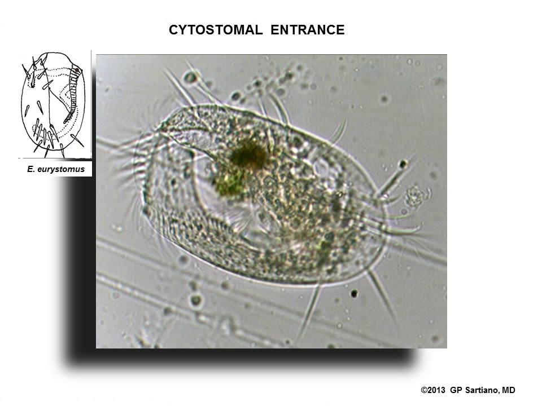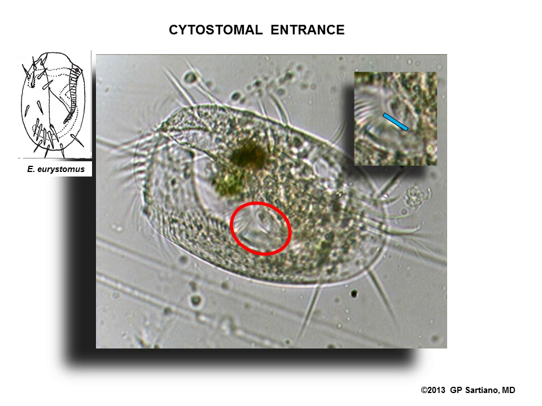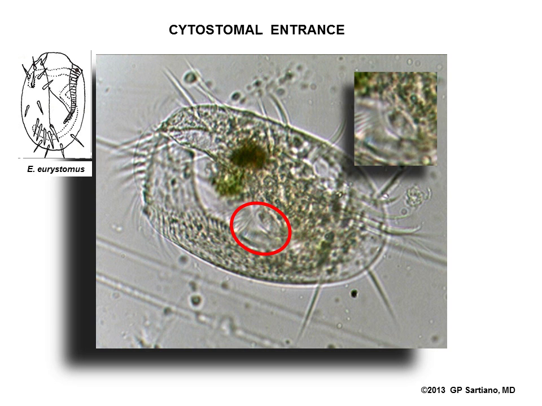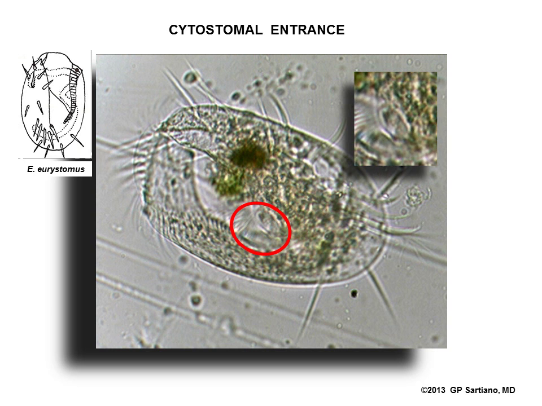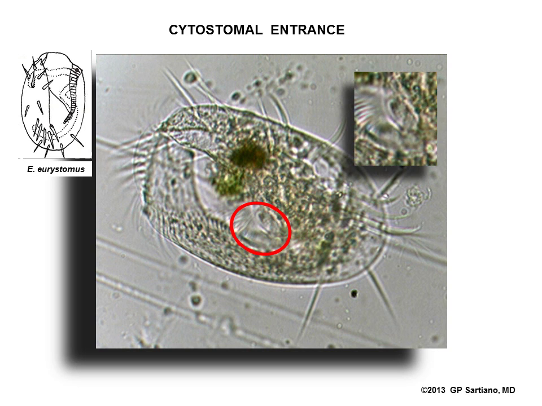In the distal region of the ventral AZM, there are two pillar-like structures with a narrow space between them, which progressively narrows distally. This is the entrance to the cytostome.